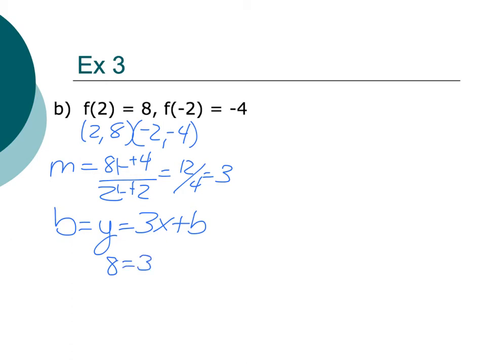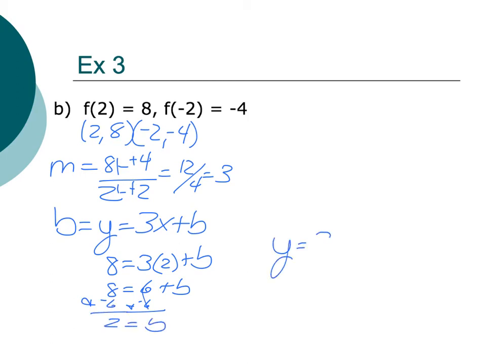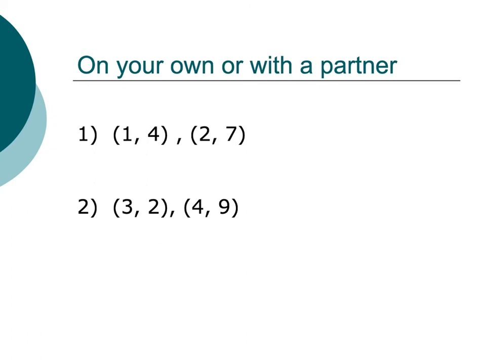So 8 equals 3 times 2 plus b. 8 equals 6 plus b. I'm going to add negative 6 to each side. 2 equals b. So y equals 3x plus 2. Two for you to try on your own. It's just the 2 ordered pairs. Find your slope, find b, write the equation.